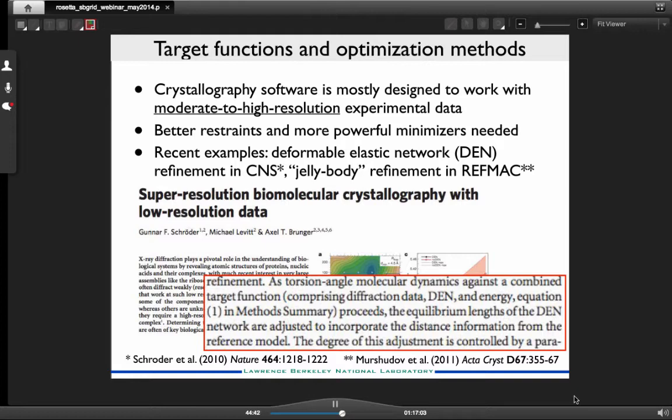And so there are several recent examples. The deformable elastic network refinement done in CNS is a fairly well-known one, and also jelly body refinement in RefMac, which does somewhat similar things. And both of these are specifically targeted at low resolution, but also at moving a model further than we could normally do with the previous methods.